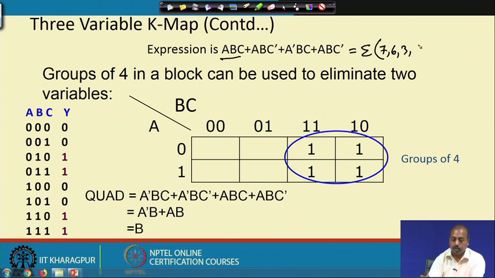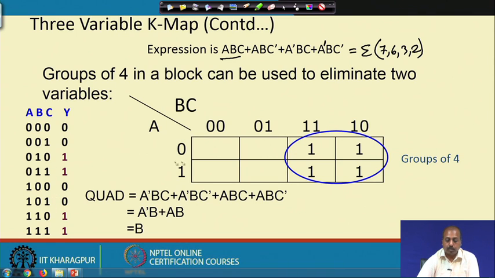So, there is something wrong in the example. The last term should be A bar B C bar, not A B C bar. So A bar B C bar is 2. These are the 4 terms in index notation. So this is the function.